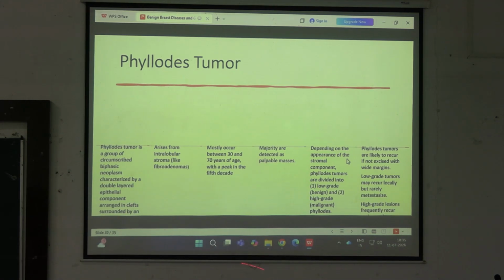Majority are detected as palpable masses, and depending on the appearance of the stromal component, they can be divided into low grade and high grade. The low grade lesions do not metastasize, but the high grade ones recur and can metastasize.